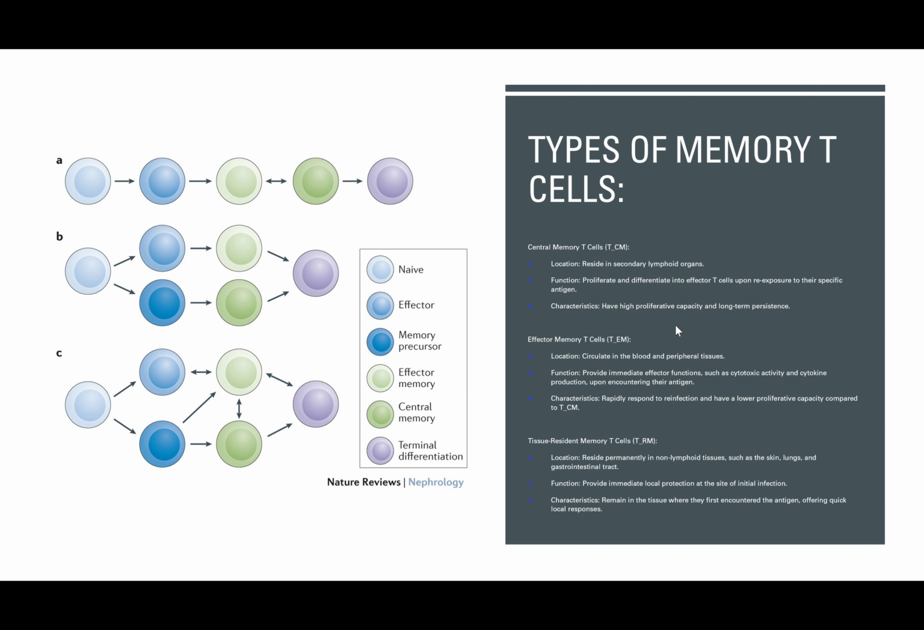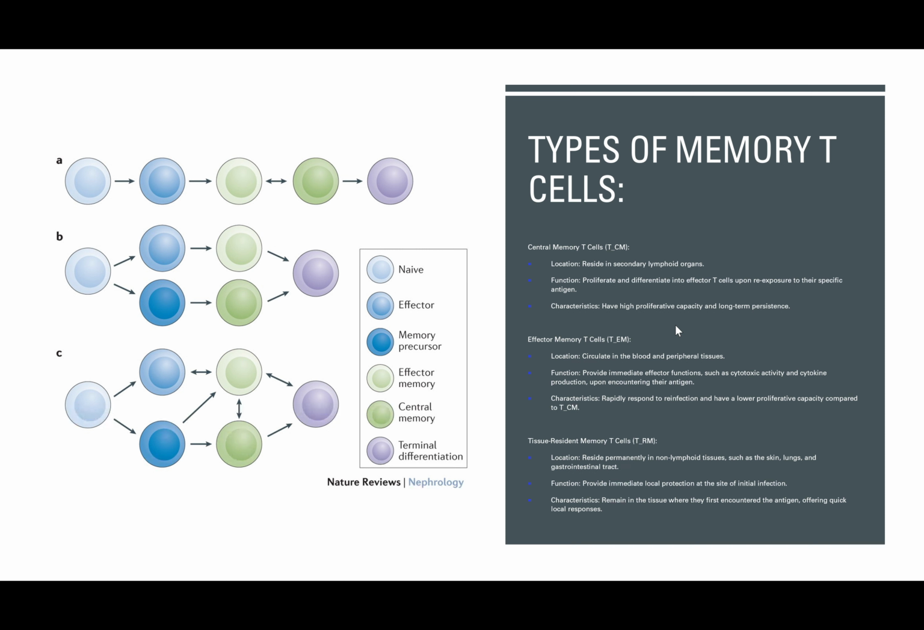What these generally do is occupy different regions within the body, so they cover all their bases. Central memory T cells will exist within the lymph nodes and the spleen as well. The effector memory T cells will circulate in the blood and all peripheral tissues, while the tissue resident T cells will predominantly remain in non-lymphoid tissues. So they basically try to reside over the entire body. The central memory T cells will proliferate and divide into effector T cells upon re-exposure to the same antigen.